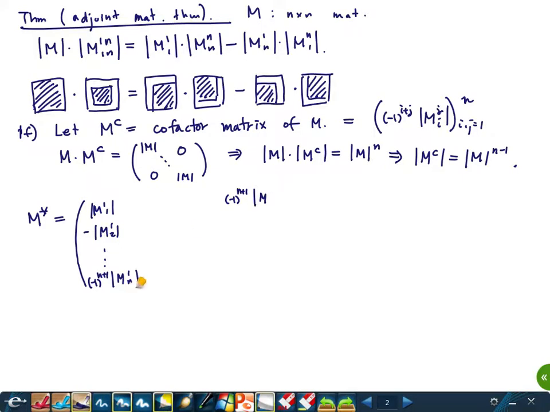I think I made a mistake, because the superscript tells the row number. So 2, 1, n, 1. So the row like this. The last one, the sign is plus, like that. So what is this part in the middle? It will be the identity matrix.